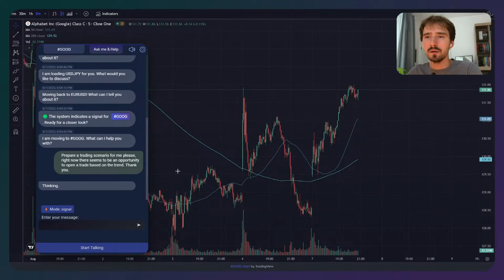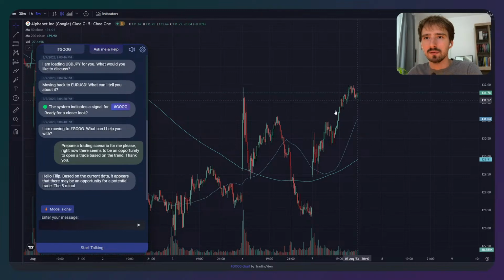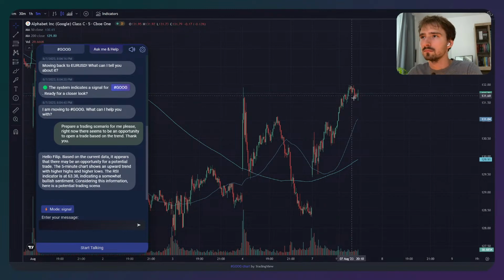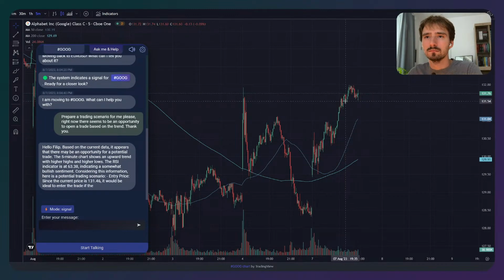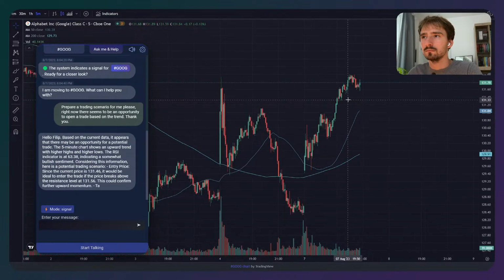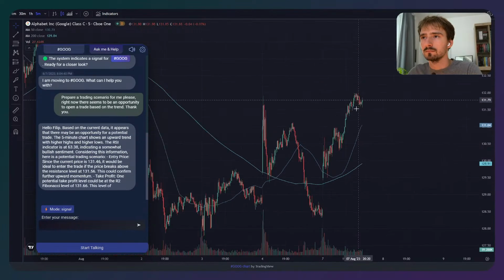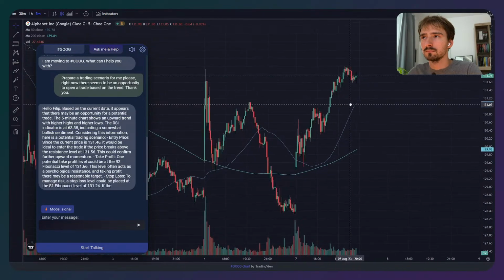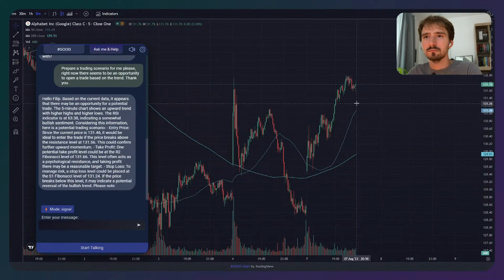So this is the graph. It already prepared a message for us and already gave the AI instructions that there is a possible signal. Based on the current data, it appears that there may be an opportunity for a potential trade. The 5-minute chart shows an upward trend with higher highs and higher lows. The RSI indicator is at 63.38, indicating a somewhat bullish sentiment.